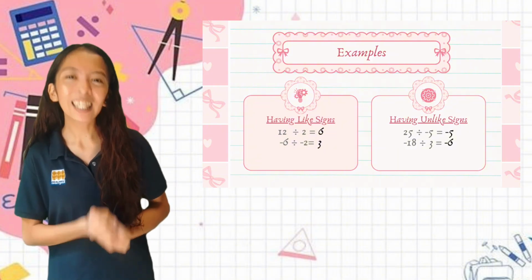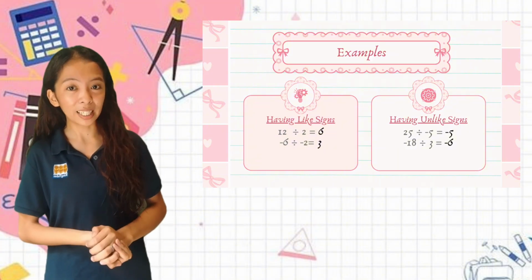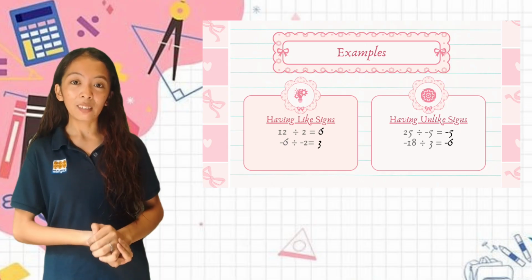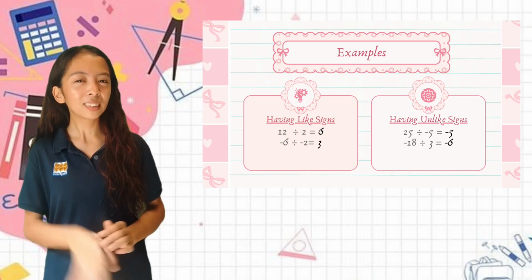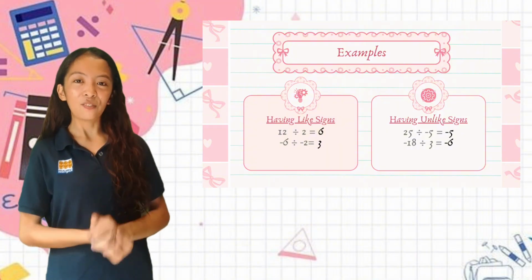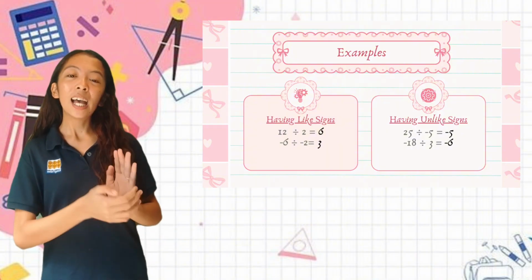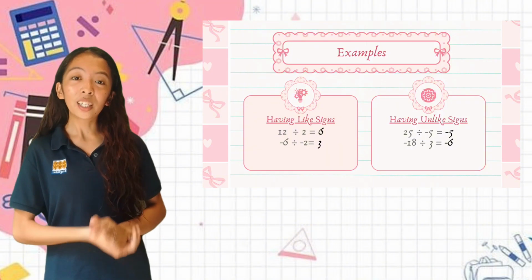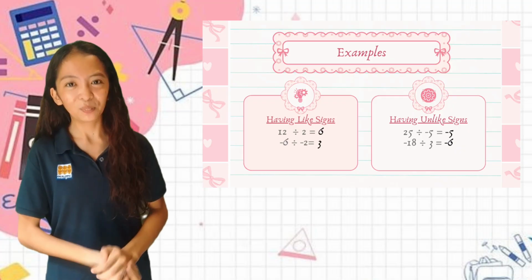Are you ready? Yes, now let's have the first example. Positive 25 divided by negative 5 is? What's your answer, students? Yes, the answer is negative 5. First number is positive and the second number is negative, therefore the final answer is negative.